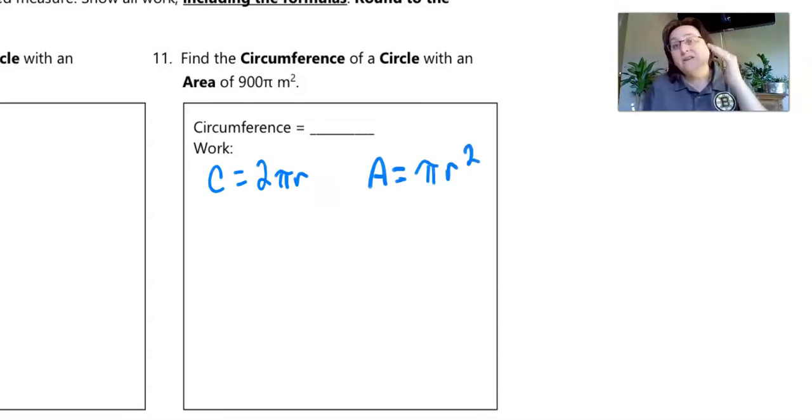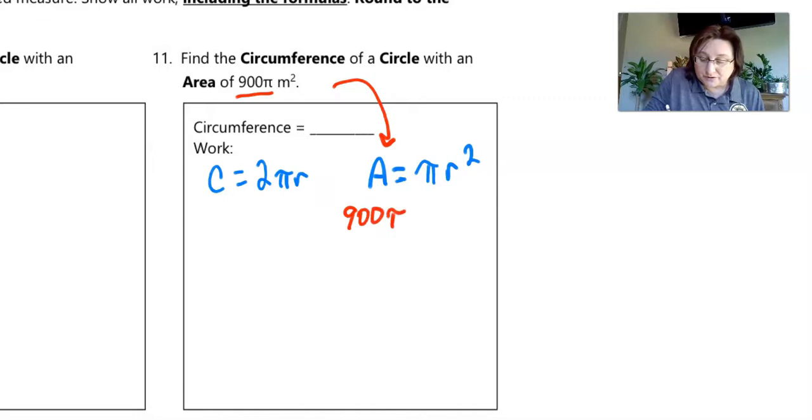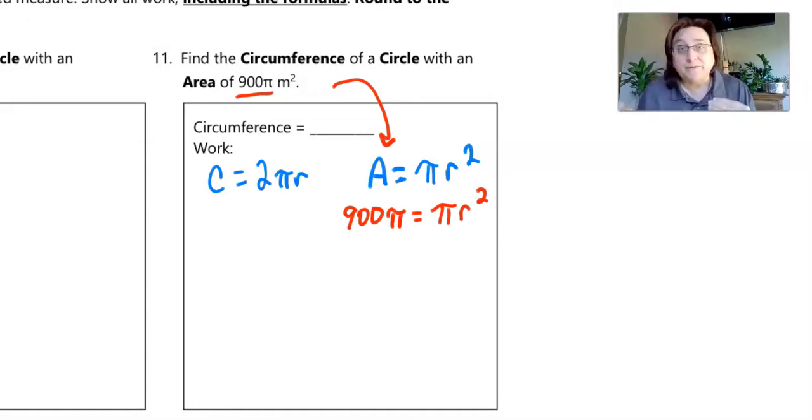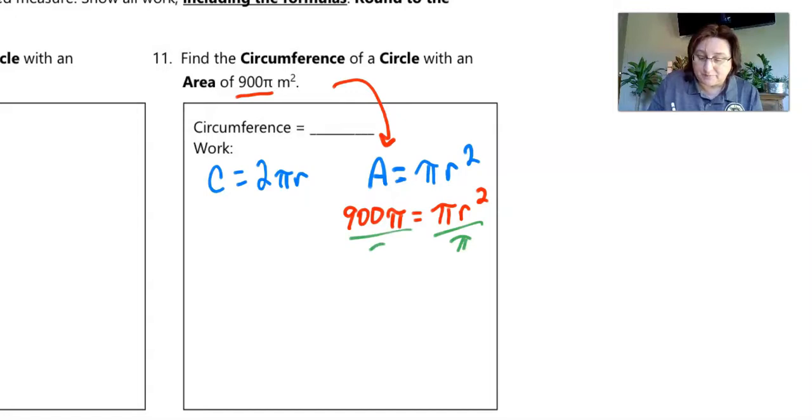Now we know the area, so we can plug it in for area. That means 900 pi equals pi r squared. Now we can solve for the radius, and once we have the radius, we can find the circumference. Very first thing, I got to get the r all by itself. So I'm going to divide both sides by pi, and looky there, those pi's cancel each other out, don't they? Now we have 900 equals r squared.